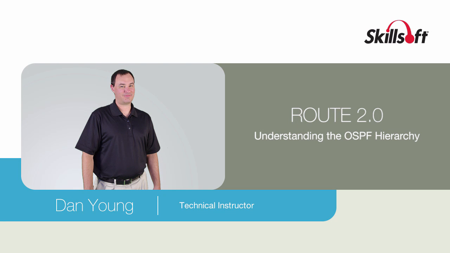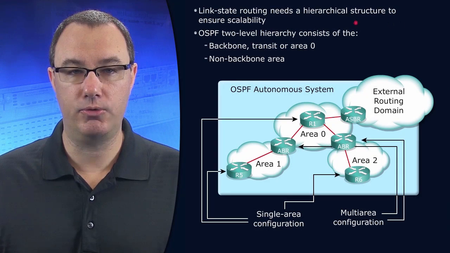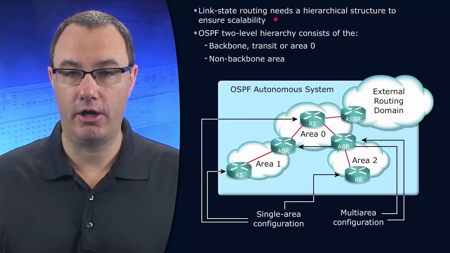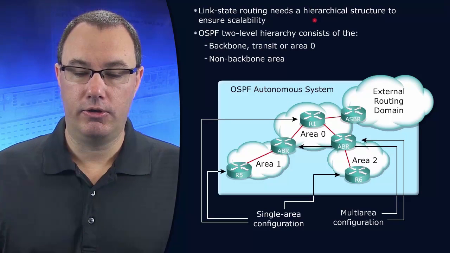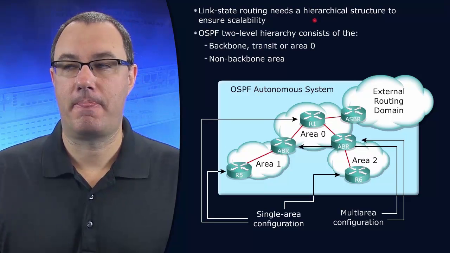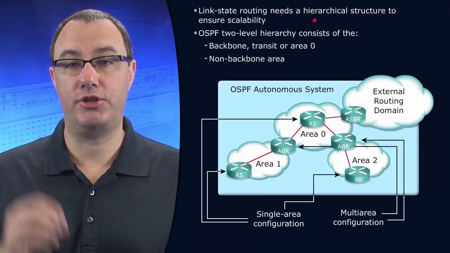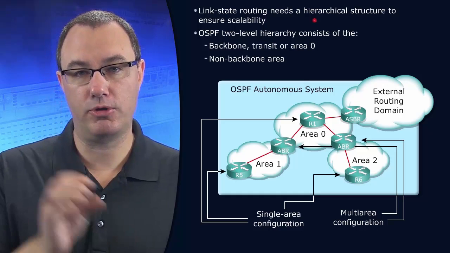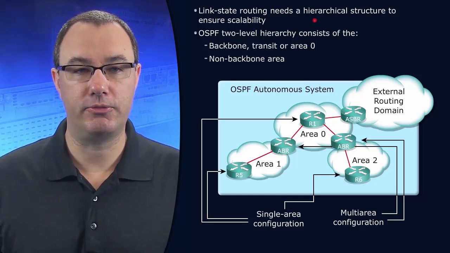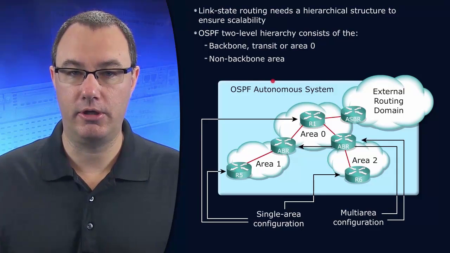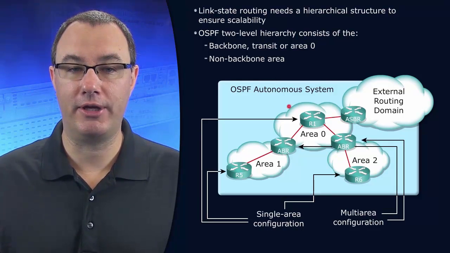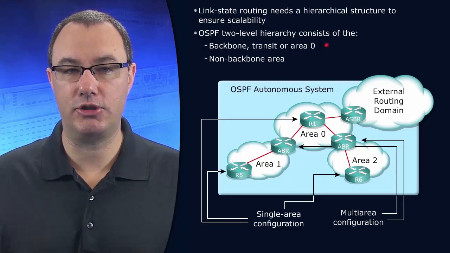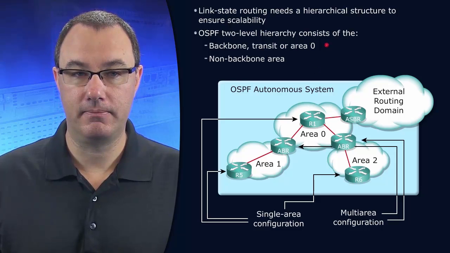We carve up OSPF into multiple areas to enhance the scalability of this. Hierarchical means a structure, a tiered structure. IP addresses are hierarchical because we have a network portion and a host portion. An OSPF autonomous system is hierarchical because we carve it up into multiple areas. Now, there is a very essential area, numerically and operationally.